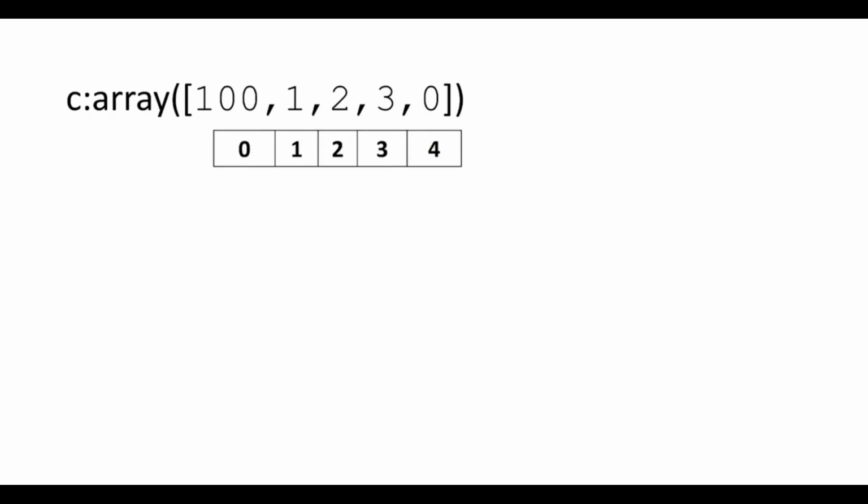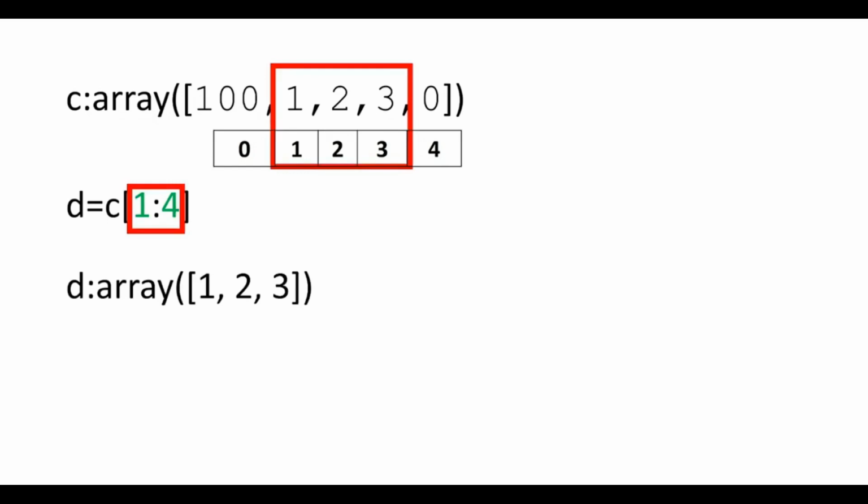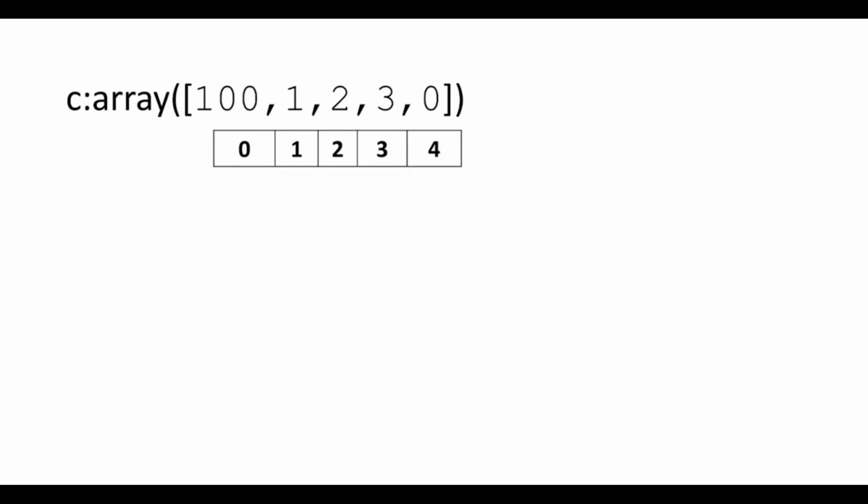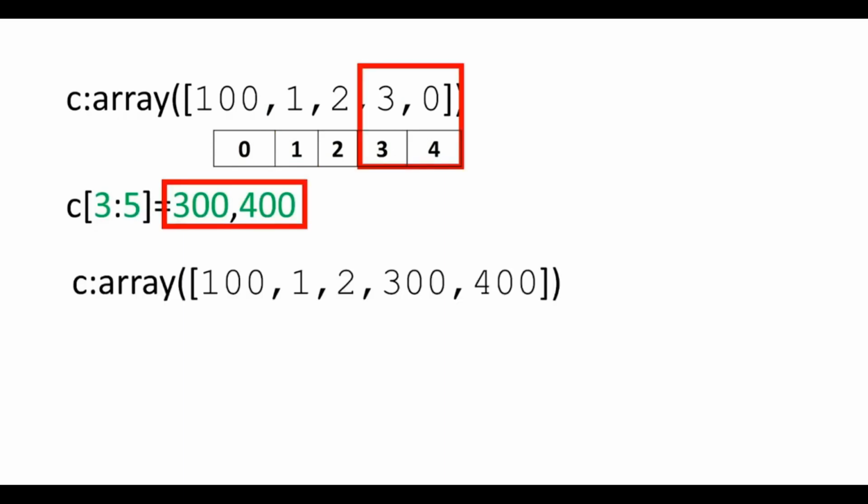The elements of the array correspond to the following index. We can select the elements from 1 to 3 and assign it to a new NumPy array, D, as follows. The elements in D correspond to the index. Like lists, we do not count the element corresponding to the last index. We can assign the corresponding indices to new values as follows. The array C now has new values.